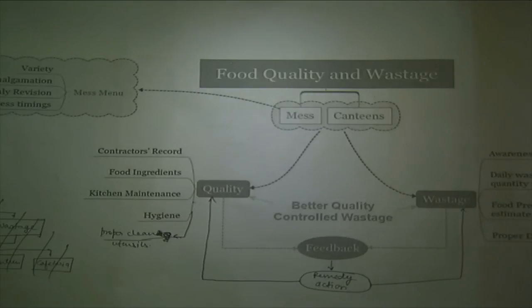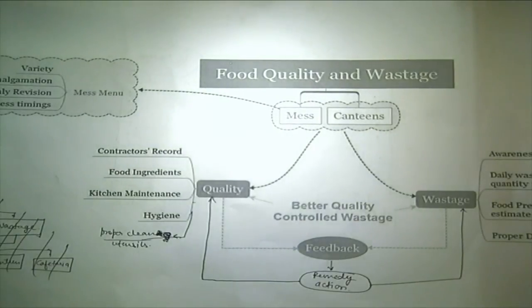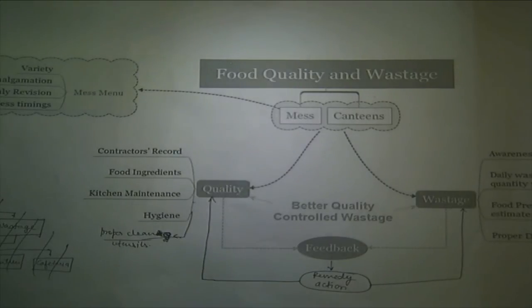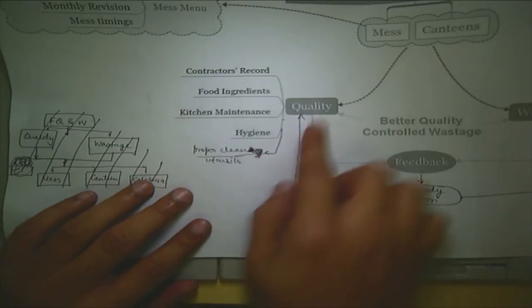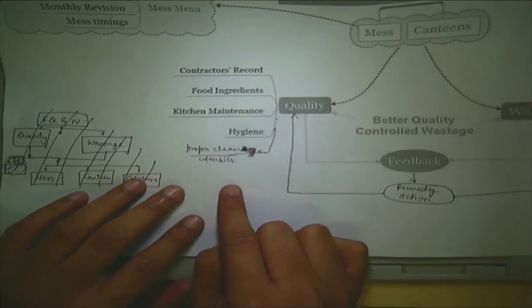So it should be level one, and the mess and canteen should go down. And in the feedback system, the remedy action should not be there. We have also discussed the remedy actions. And in quality, we have added a point that proper cleaning of utensils is not there. So we have added one more point. Yes, sir, under quality.